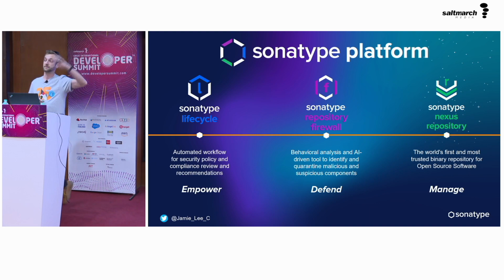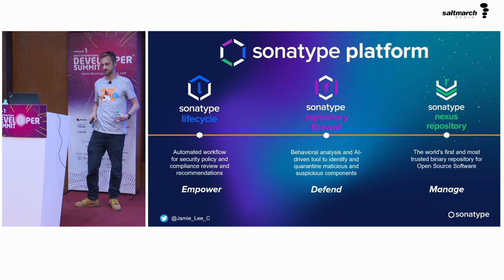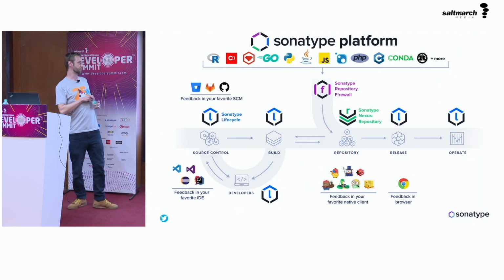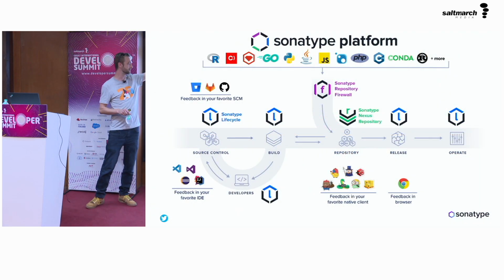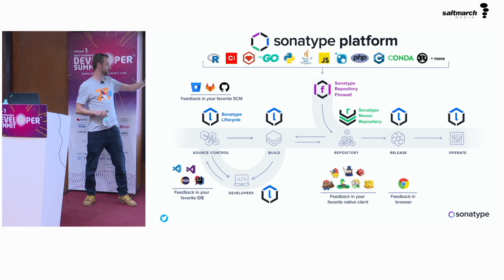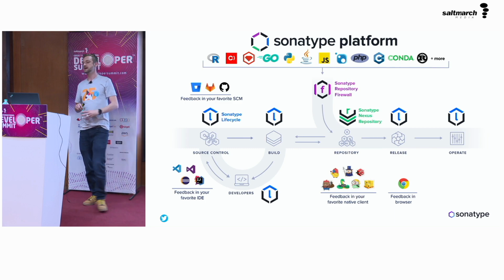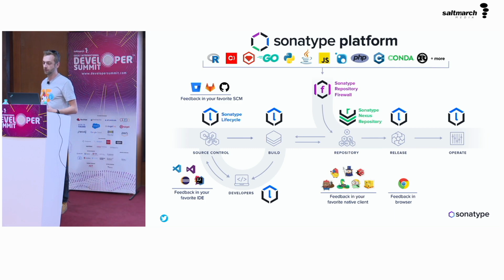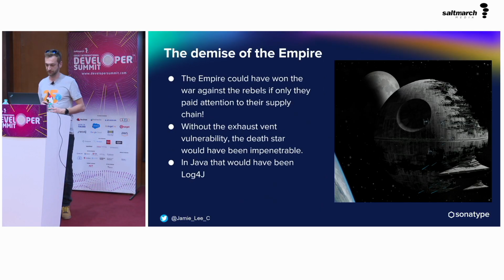Firewall will stop stuff coming down, and Repository is basically a storage thing. So make sure you're monitoring at all points of the development lifecycle: when you tune it, when you build it on your local machine, your source control, when you release it and operate it. Make sure there's something there that's always monitoring and building the lifecycle.